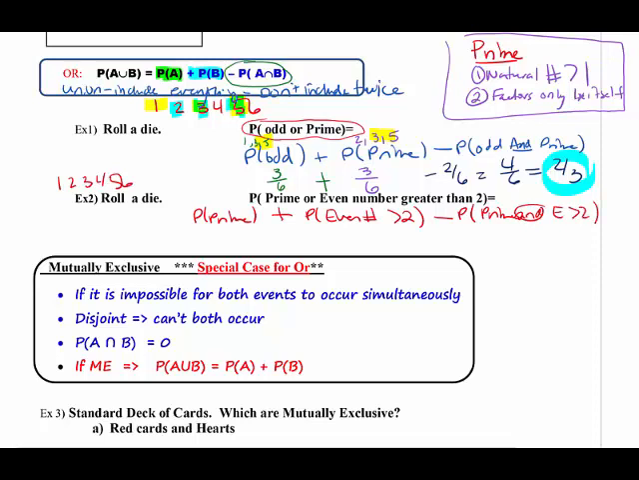Even greater than 2. So probability it's prime, we already did this. That would have been 2, 3, and 5. So that would have been 3 out of 6. An even number greater than 2, be careful, greater than 2 does not include the 2. So that would have been 4 and 6. So that would have given me 2/6. And my last part, I subtract if there's any overlapping. And so if we look at the two sets that I listed out, the 2, 3, 5 and the 4 and 6, there's nothing that overlaps. So I don't need to take anything off. So 3 plus 2 gives me the 5 out of 6.